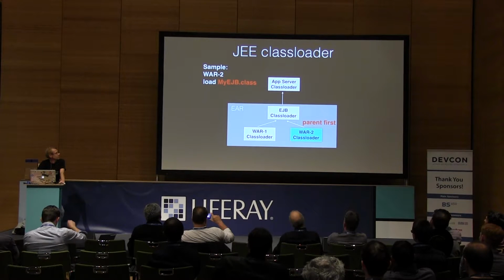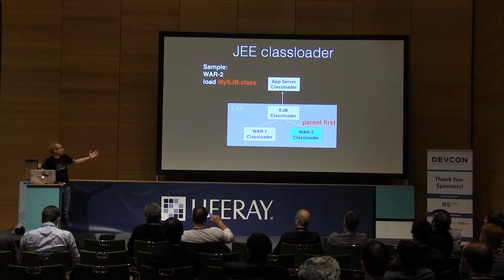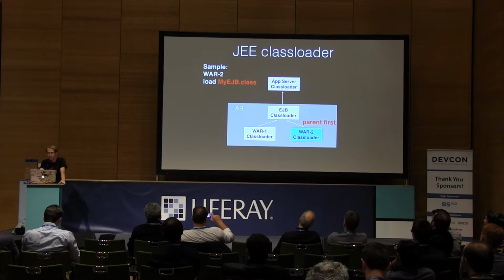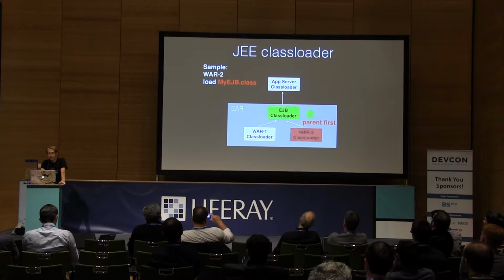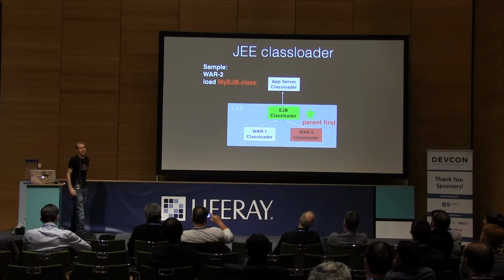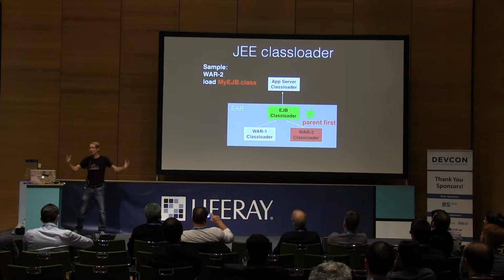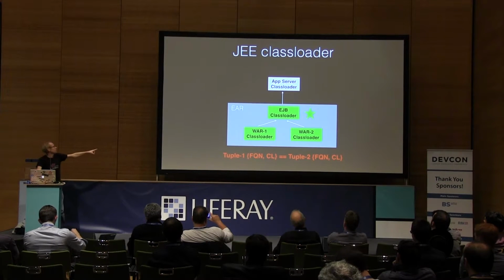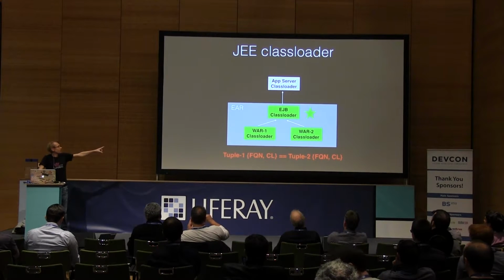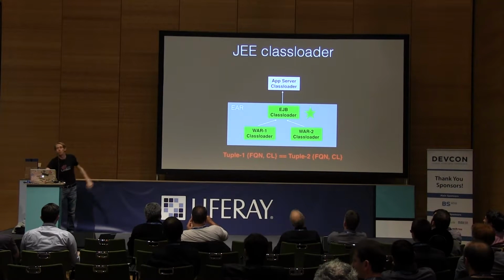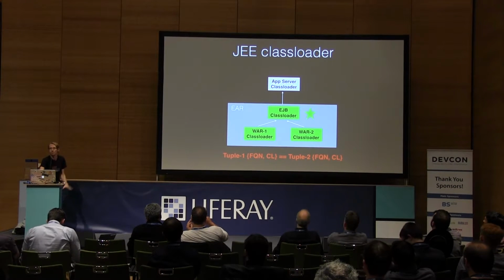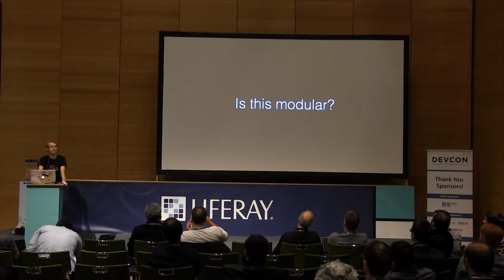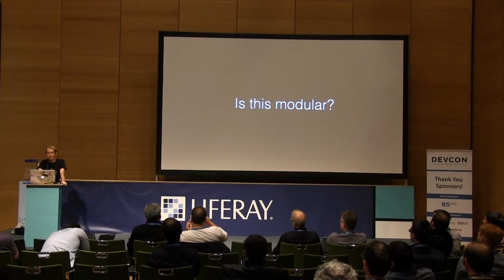In the other case, the war was loaded, we assume this. The war2 class loader likes to load the same EJB class, delegates to the EJB class loader. The EJB class loader says, hey, I have it in my cache, and returns it properly. So we can say the tuple of FQN and class loader is the same for war1 and war2. I think that's clear. But is this modular?